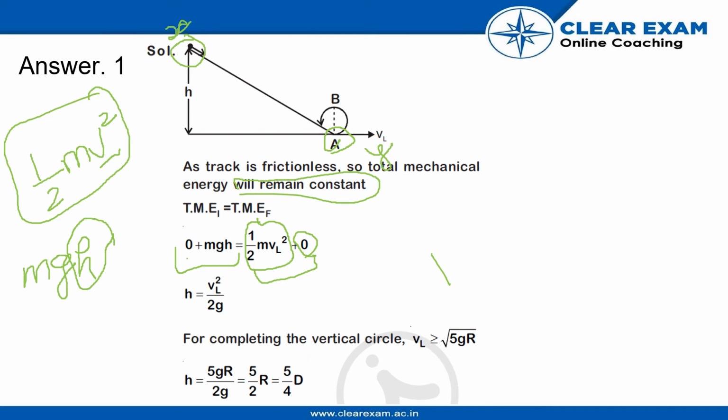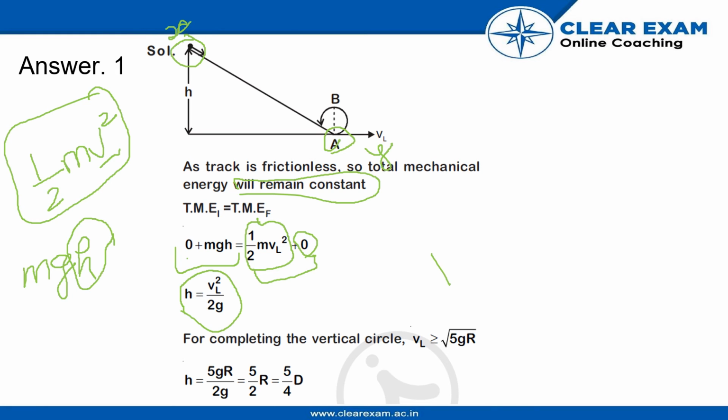Then we have to find h. After rearranging the terms, we get the value of h as v square upon 2g. But this is not the final answer, because in the question it is given that the object, after coming to the base level, that is point y, will also complete a vertical circle. So we will also have to consider that.